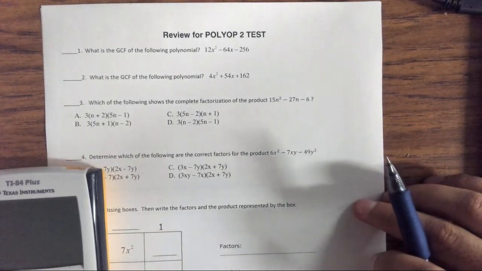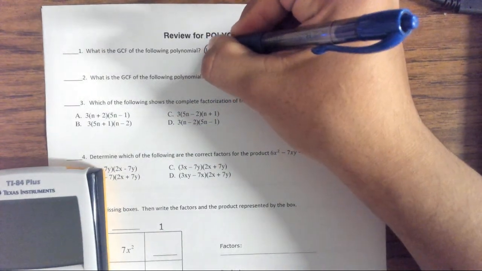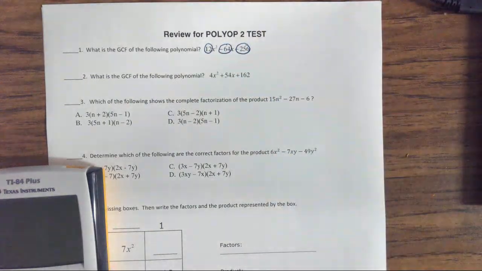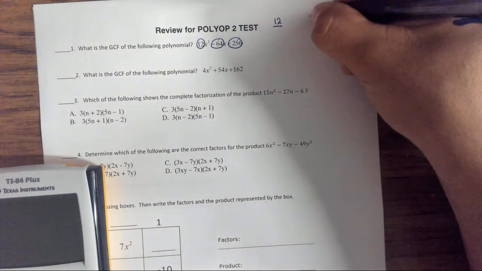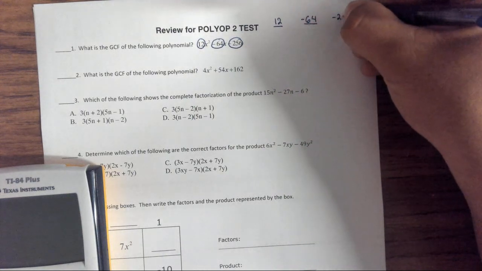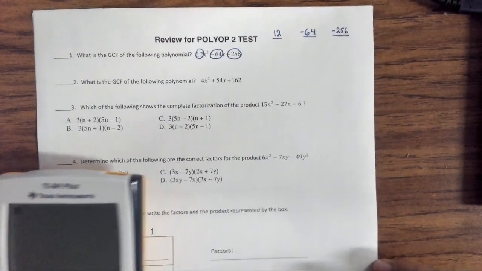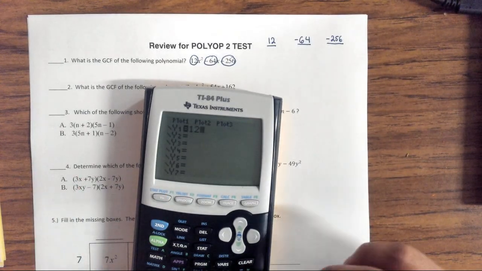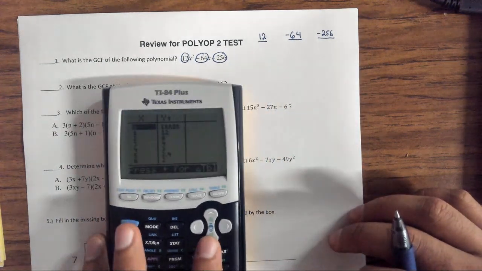Okay. So the first one just says simply, what is the GCF of the following polynomial? The way that we do that is we look at our numbers first. So off to the side, I'm going to write the list of 12, list of negative 64, and list of negative 256. We're going to see what their greatest common factor is. Easiest way to do that is to go into your calculator, type in the number divided by x, and then just go to your table. From your table, you should be able to tell what your factors are.